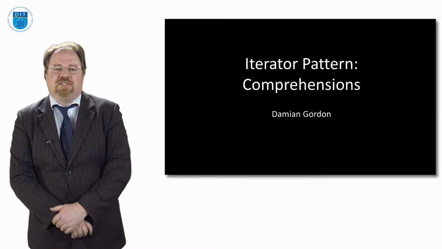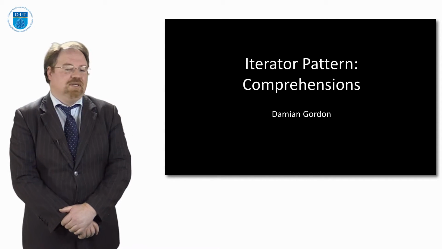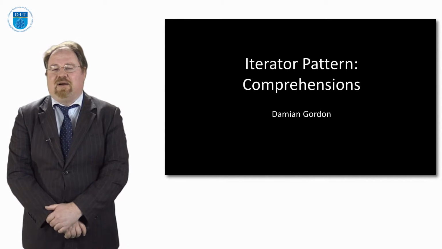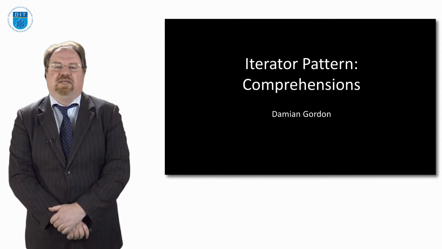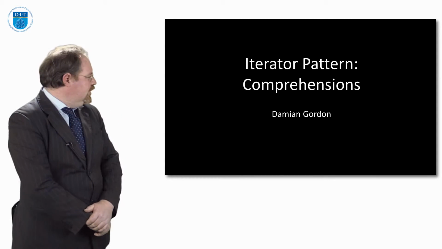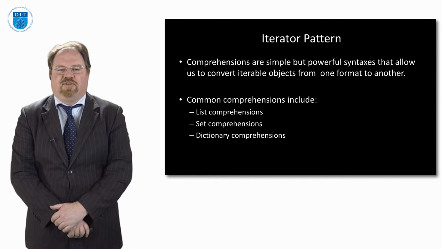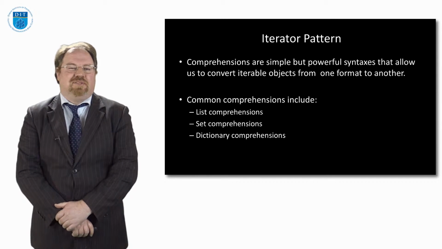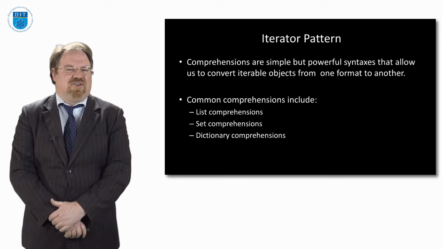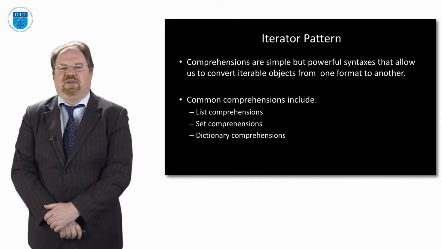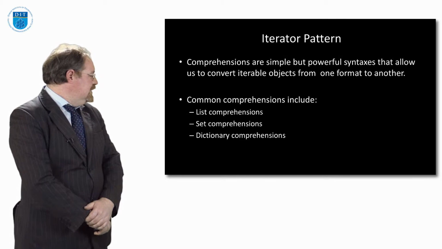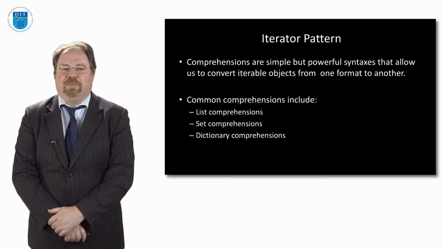In this episode we're going to continue on looking at the iterator pattern and specifically look at comprehensions, which are little quick ways of expressing iterations through containers of objects. So they're like regular expressions, they're just very short ways of doing quite complicated things, and we have three types. There's the list type, the set type, and the dictionary type.